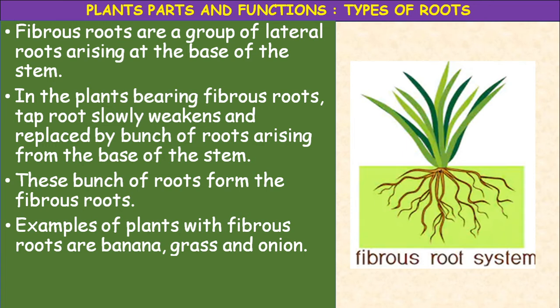See here, the onion or grass you can take as fibrous roots. There is no main root, only lateral roots are present. They are arising directly from the base of the stem. What are the examples of taproot? Carrot, sunflower. But fibrous roots examples: grass, onion, banana.